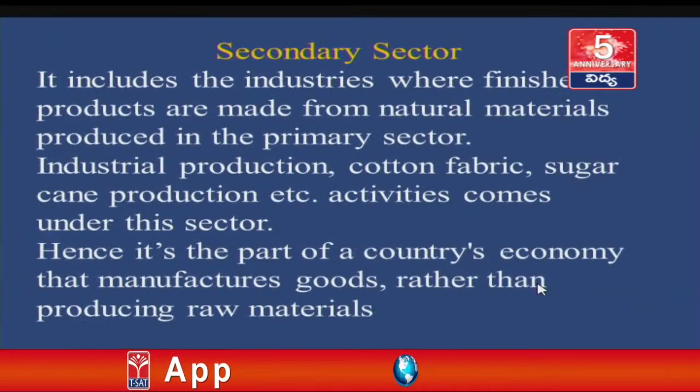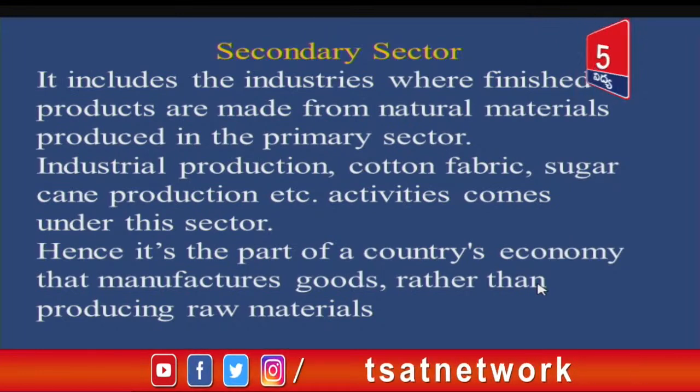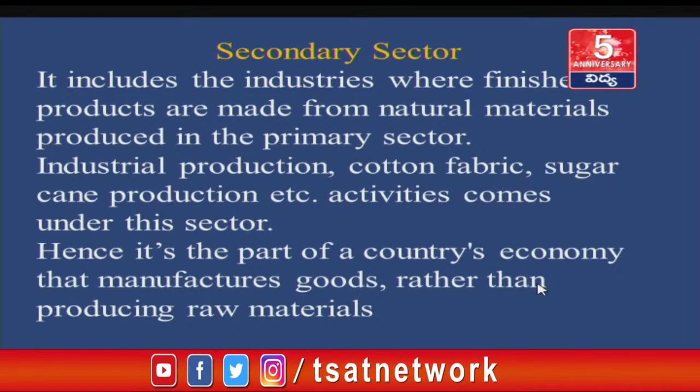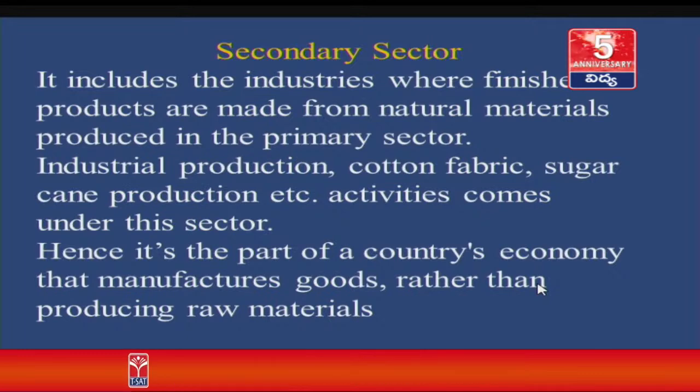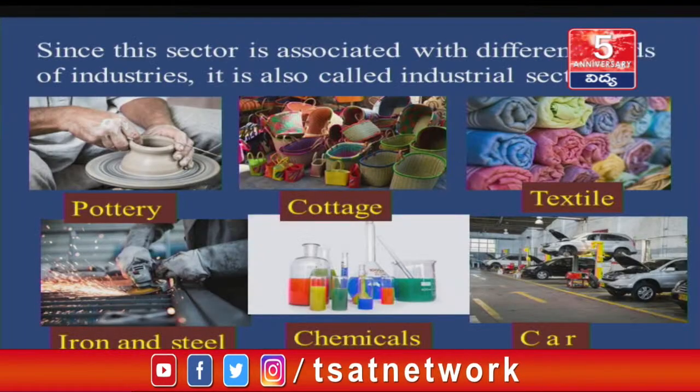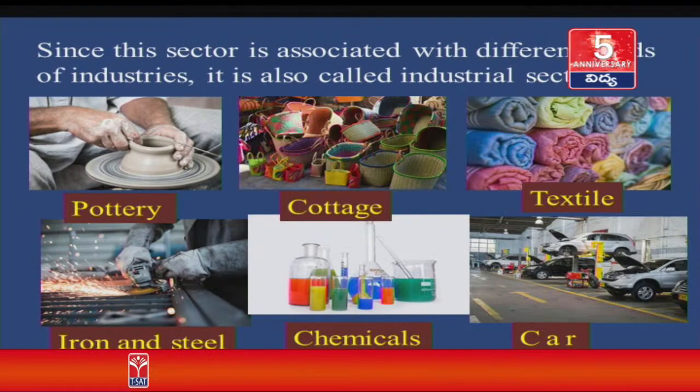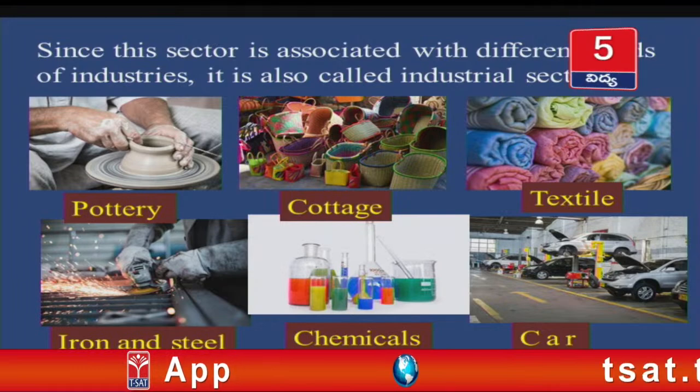It includes the industries where finished products are made from the natural material produced in the primary sector: industrial production, cotton fabric, sugar cane production. All these activities come under this sector. Hence, it is the part of our country's economy that manufactures goods rather than producing raw materials. Since this sector is associated with different kinds of industries, as I already said, we call it the industrial sector.